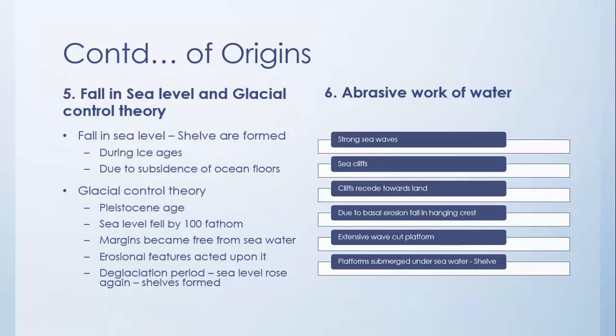The next one is the abrasive work of water. Strong sea waves acted upon the mountains, sea cliffs were formed, and the sea cliffs receded towards the land. Due to basal erosion, there was a fall in the hanging crust. Extensive wave-cut platforms were formed and the platforms submerged under the sea water. It is known as the continental shelves.